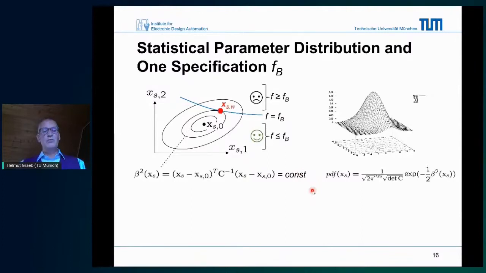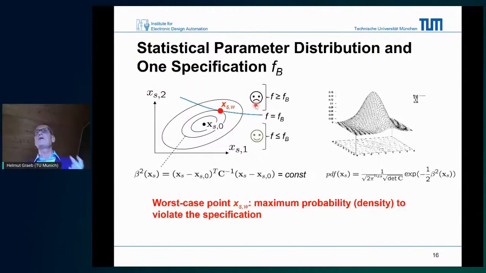We pick this one here, and we call this the worst case parameter set. Now, please think of that Gaussian bell curve. What distinguishes this parameter set from all the other ones which are bad? It is the one among all the parameter sets which lead to a violation of the spec which has the highest probability. Coming from here, you go up the hill to the maximum, which is here, and here you have the maximum PDF value among all the parameter sets over here.